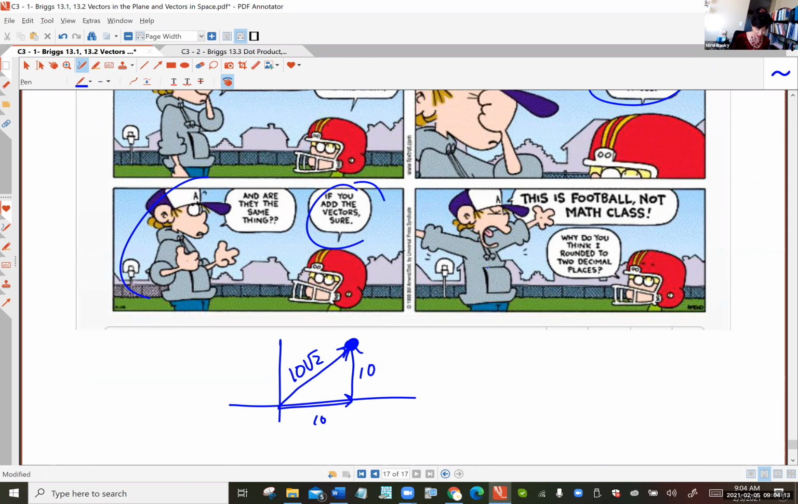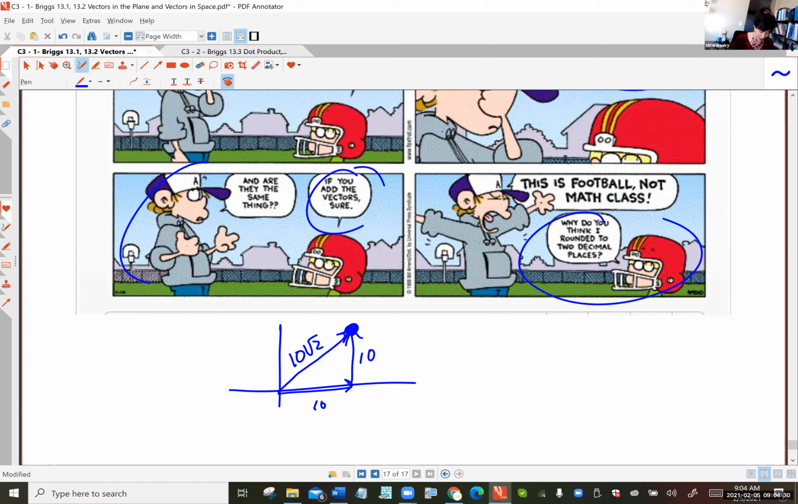And then the big brother says, this is football, not math class. And then he goes, why do you think I ran to 2 decimals? I'm sorry, I just thought that was funny. But you've got to look for humor when you can. So I hope you can appreciate that little cartoon. And if not, maybe you're just not awake yet and you need some tea or coffee so you can get your sense of humor back. Because in times like these, folks, it's the humor that's going to get you through, right?